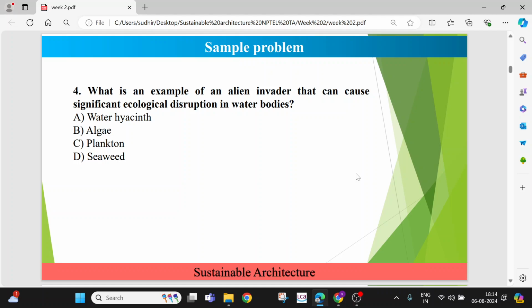So some of them are answering A and some of them are answering B. Try to read the question again and give the correct answer to question number 4. What is an example of an alien invader that can cause significant ecological disruption in water bodies? So for those who have answered option A, that answer A for this question is the right answer.